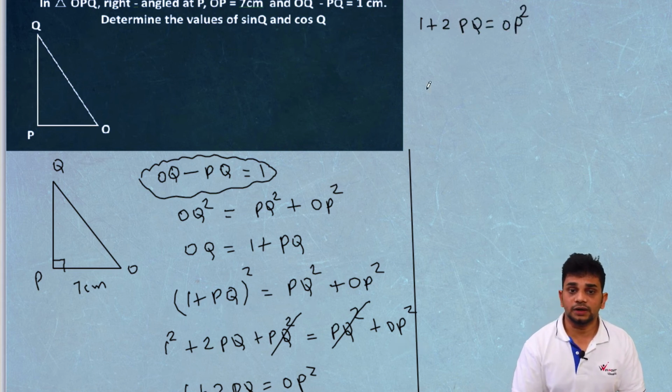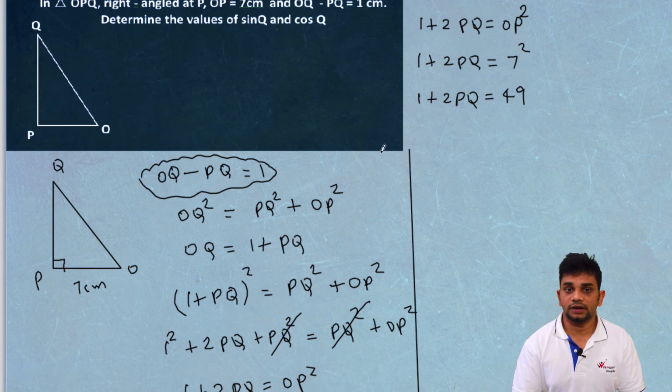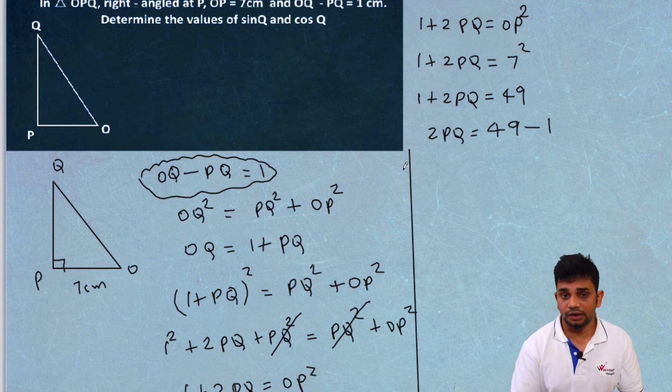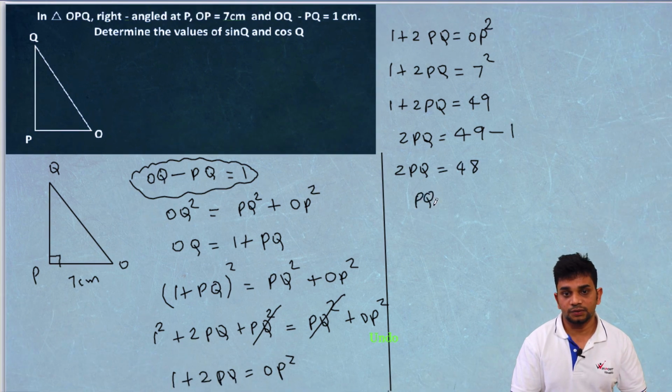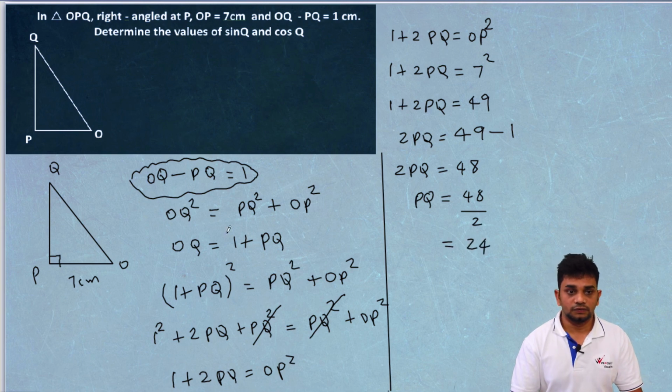What is the value of OP? The value of OP is given in the question. It is 7 cm. Then we can write 1 plus 2PQ equal to 7 square. 7 square is 49. Then it will be 1 plus 2PQ equal to 49, right? From that we can make equation for 2PQ. 2PQ will be 49 minus 1. Here it is plus 1. When we are taking this plus 1 to the other side of equal, it will be minus 1. Then it will be 2PQ equal to 48. Then we can write PQ equal to 48 by 2, which is equal to 24. We got the value of PQ.